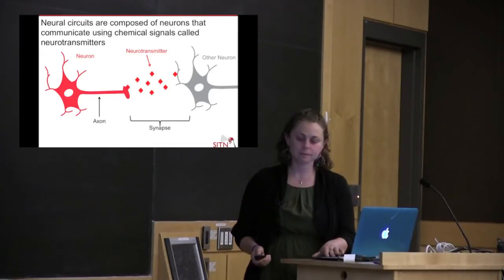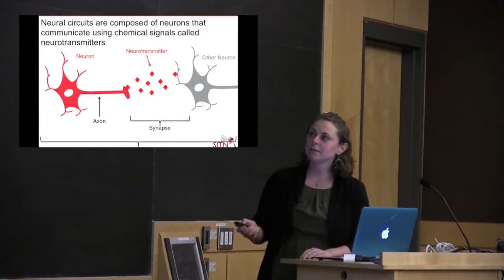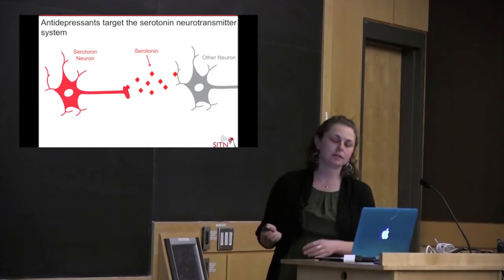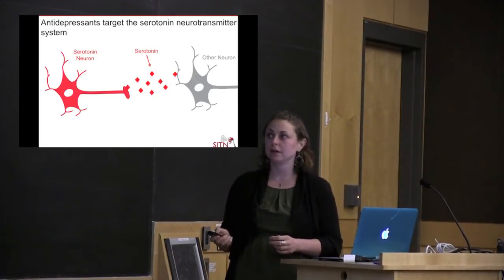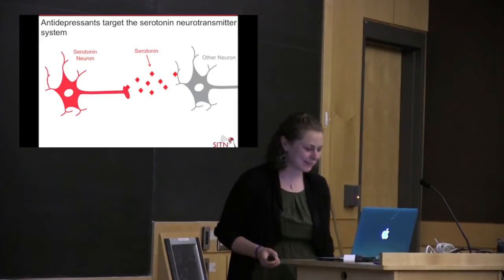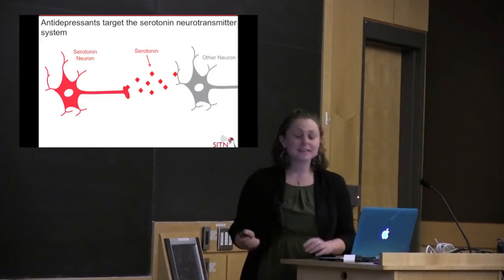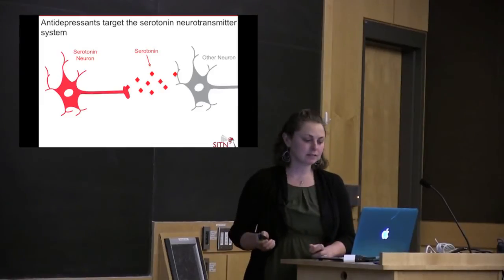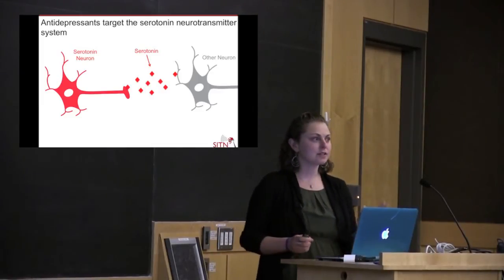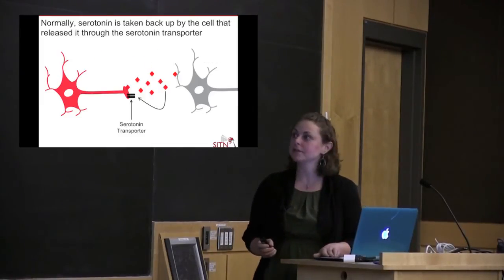One such neurotransmitter that you might be familiar with is called serotonin, and it's made by a small group of cells in the brain called the serotonin neurons, aptly named. And it's this neural system that is actually targeted by the antidepressant drugs, and I just want to walk you through exactly how that works.